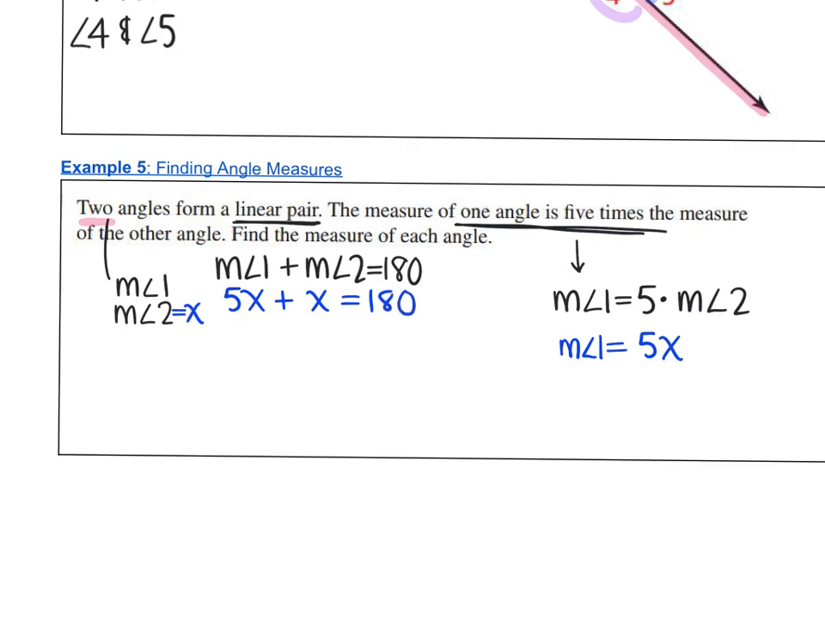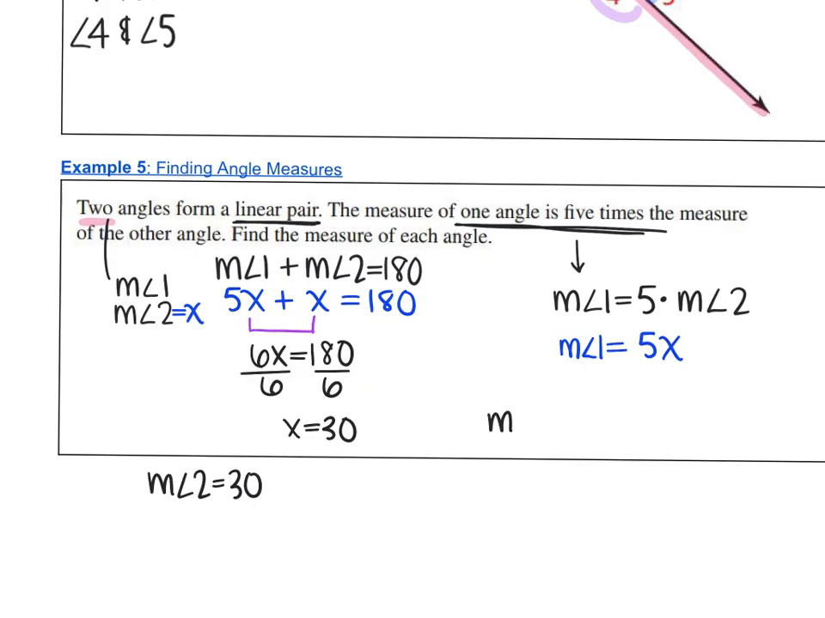So now that I have my variables in there, I can actually solve this. 5x plus x is 6x equals 180, and I can solve that, which means x is 30. So the measure of the second angle is 30. We need to figure out what is the first angle. Well, the first angle is 5 times x. So the measure of angle 1 should be 5 times 30, which means the measure of angle 1 is 150. So my two angles are 150 and 30.